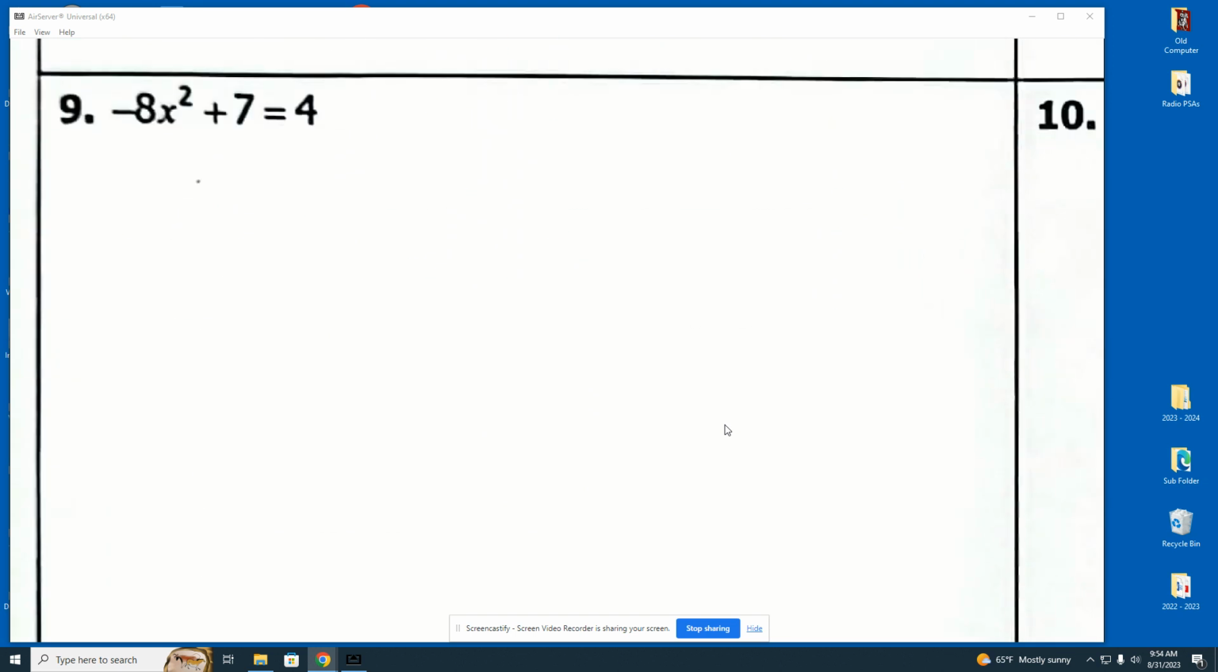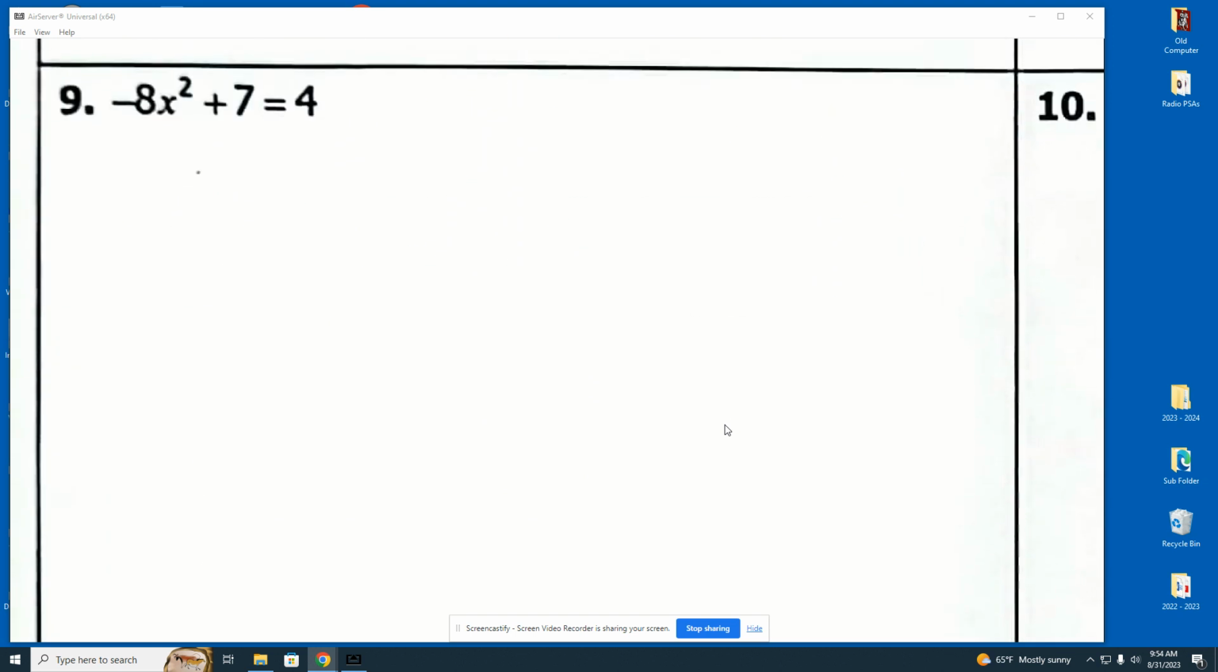Okay, moving down here to number 9, there are 2 more things that you really need to see before you're thrown out to the wolves. Here's the first one. Negative 8x squared. We're going to subtract that 4 over. What's positive 7 minus 4? Positive 3. So what's my a value? Negative 8. What's my b value? And then what's my c value? Good, y'all are good at picking out your values. You knew that b was 0 because there's no x term. So here we go.